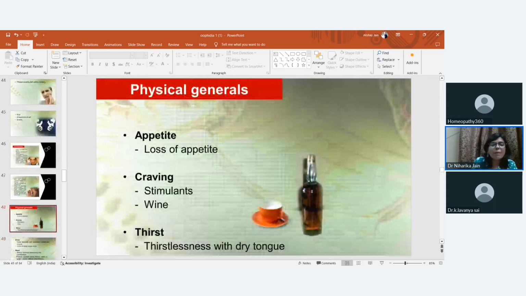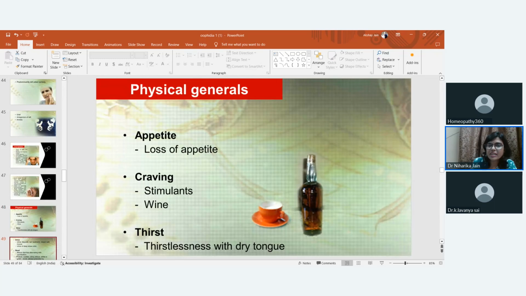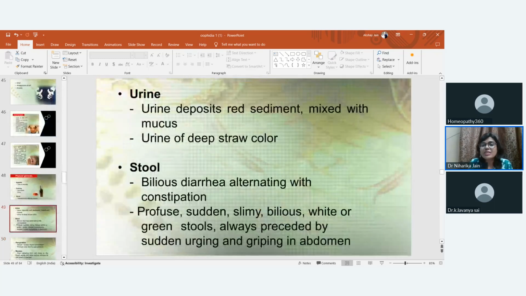Physical general, appetite, loss of appetite, craving stimulant and bile, thirstlessness with dry tongue. Urine deposit in the red sediment mixed with mucus, urine of deep straw color. Bilious diarrhea alternating with constipation. Profuse, sudden, slimy, bilious, white, green stools always preceded by sudden urging and gripping pain in the abdomen. Little bit looks like mucus or mucor. It is a stool condition. Again, you have to differentiate all the points.